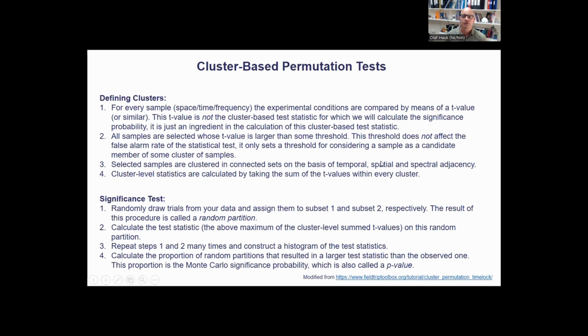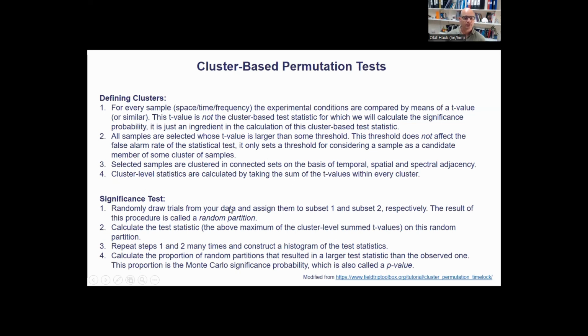In terms of space, you need some criterion, for example, for your sensors or for vertices in source space, that tell you whether they are next to each other or not. And then you can compute a cluster level statistic for every individual cluster, for example, by taking the sum of the t-values within each cluster. I mean, other options are available, but then you actually need some statistical criterion or value that you can use to test statistical significance for an individual cluster.